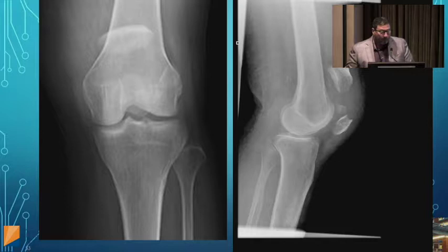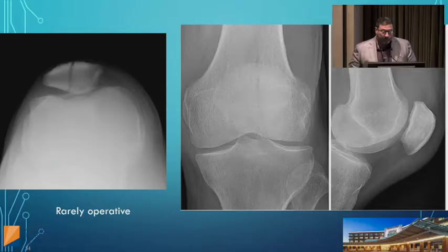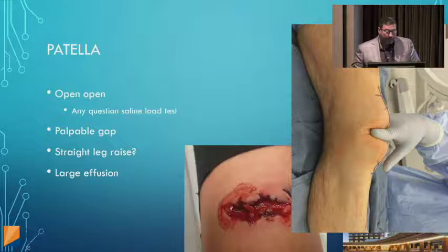So here's a transverse patella fracture, AP and lateral views. Here's a vertical patella fracture, which rarely needs surgical intervention. You always want to look to see if it's an open fracture or not. Can a patient do a straight leg raise? If they can, it means that the extensor mechanism is intact, which would mean the quadriceps tendon, the patella, and patella tendon are not disrupted.